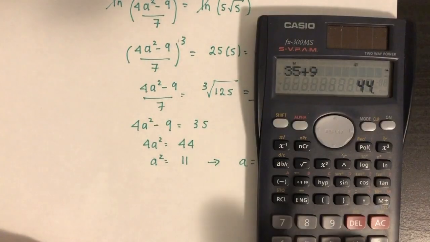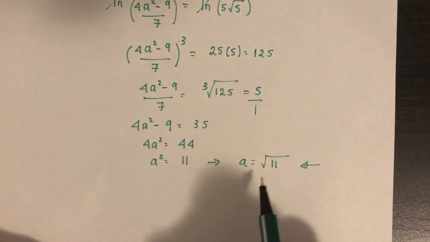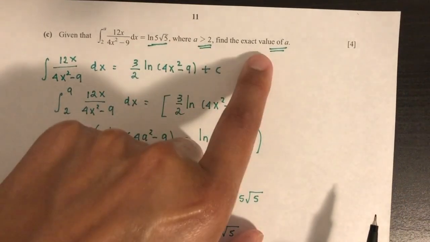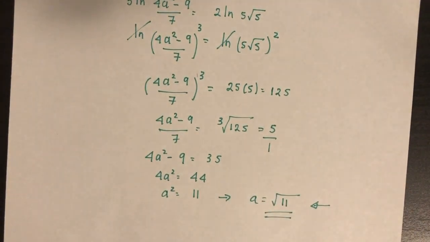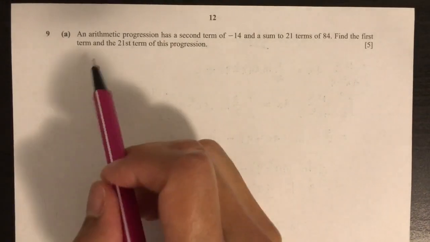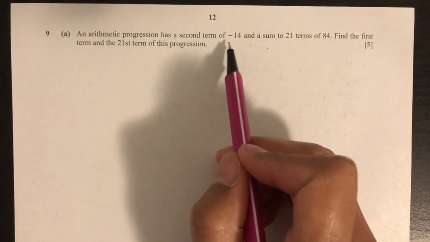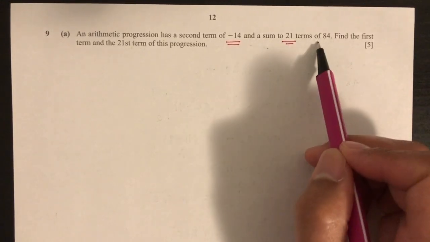So from this you will have a is equal to square root of 11. So let's check, is the value of square root of 11 more than 2? Yes. So where a is more than 2, the exact value of a is square root of 11. And that will be question number 8. Okay, question number 9. So we have part A. An arithmetic progression has a second term of minus 14 and a sum to 21 terms of 84.